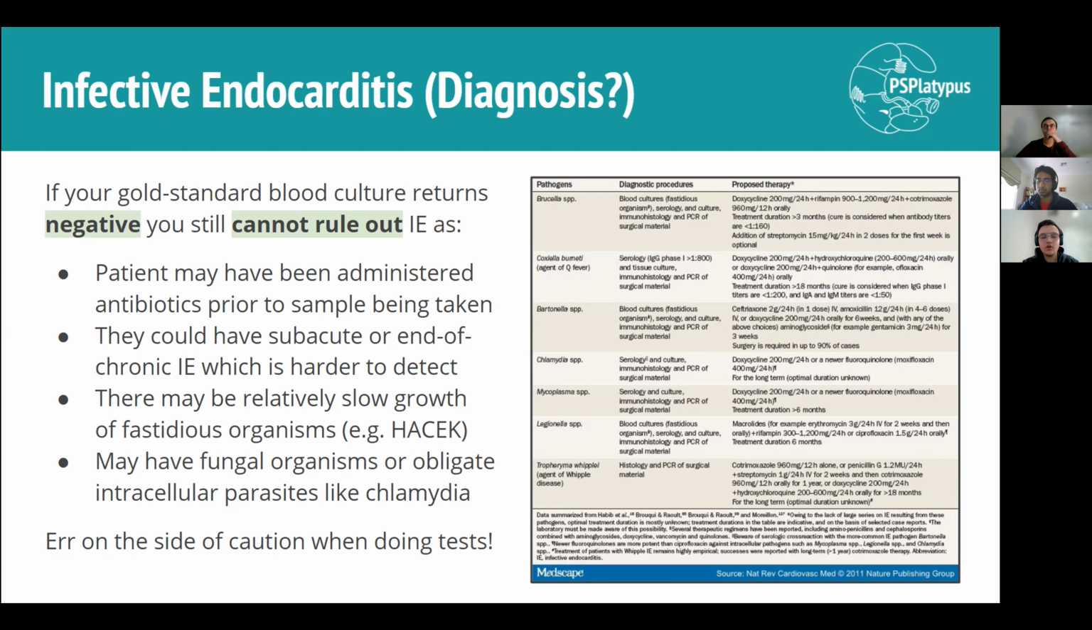You can also have organisms that are just not going to come up in blood tests. So fungal organisms, which you might not be growing for, or obligate intracellular parasites, which are obviously inside cells, so they may not be as easily drawn out by these blood cultures. So basically be really careful that you don't just rule out IE because something came back as negative.